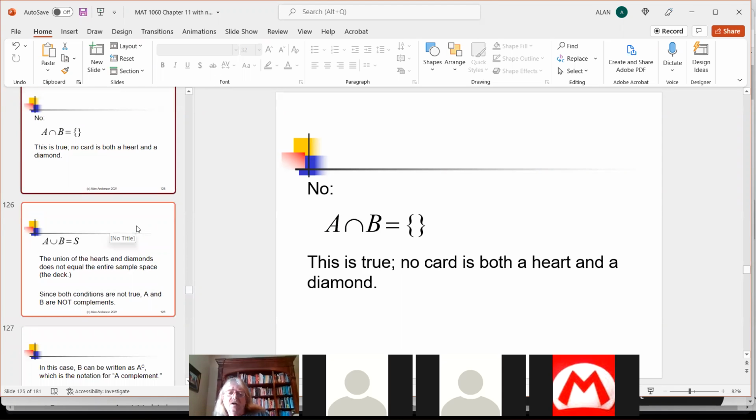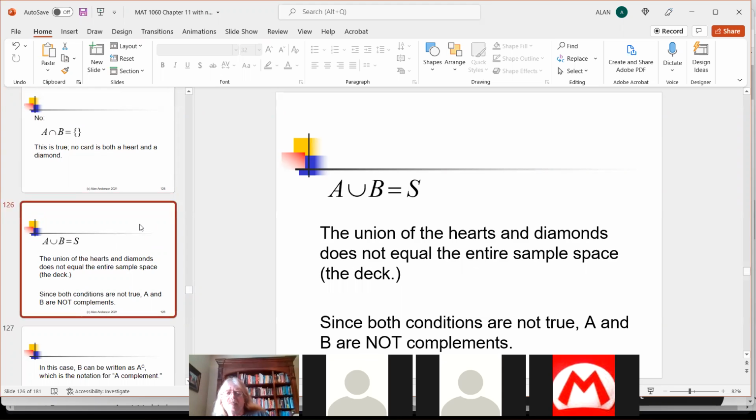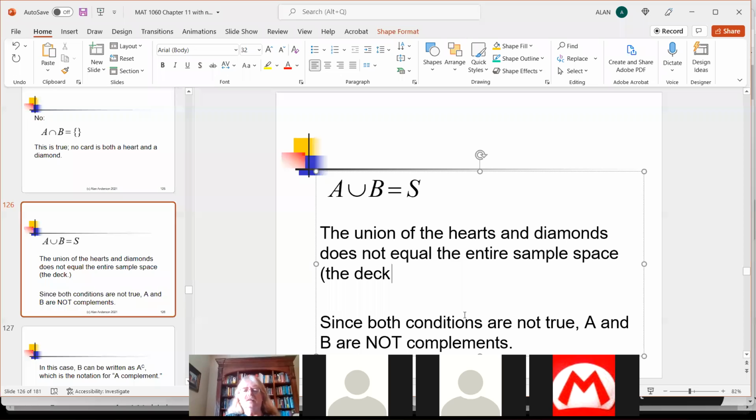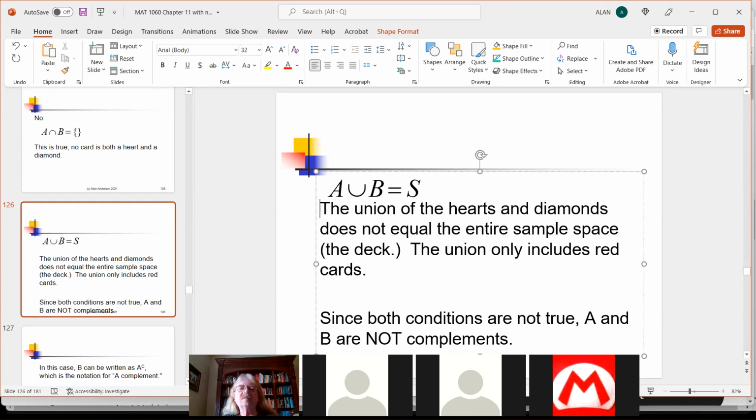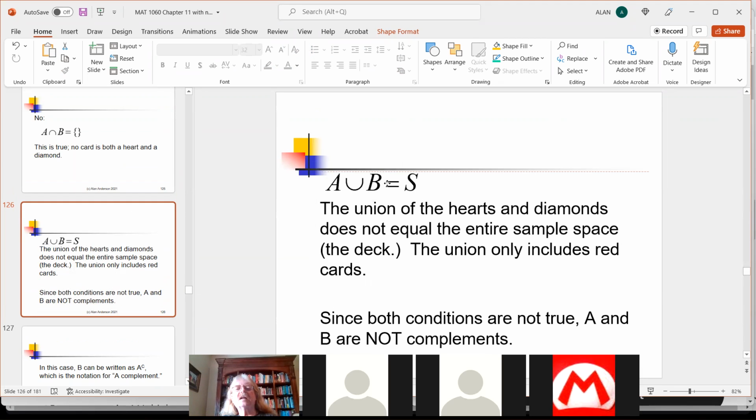And the answer is no, because their union only equals, let's add that here. A little further explanation here, that it includes only the red cards. We still left out the spades and the clubs. That means that the answer is no. These are not complements.